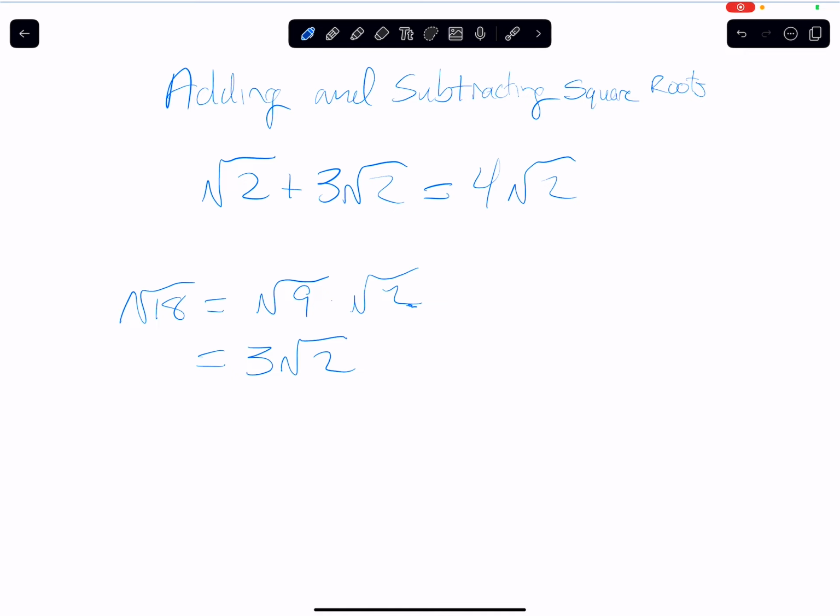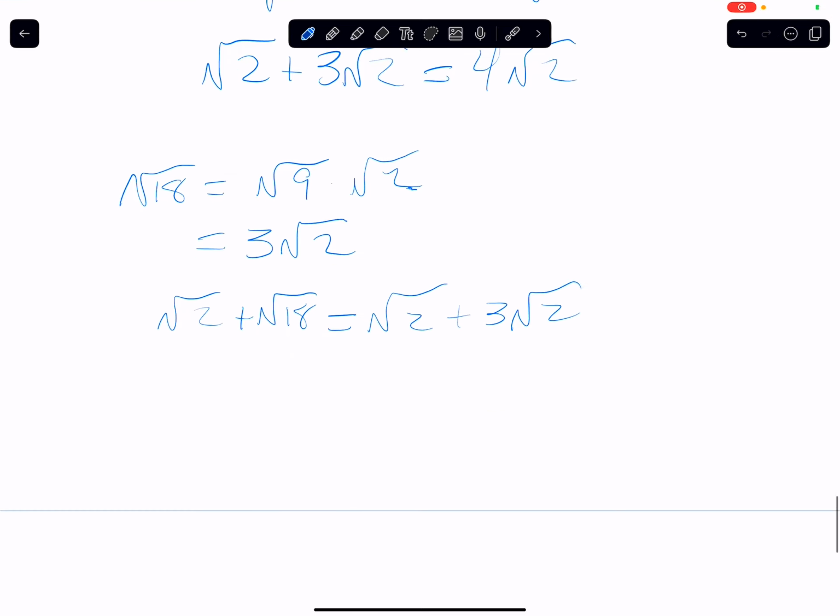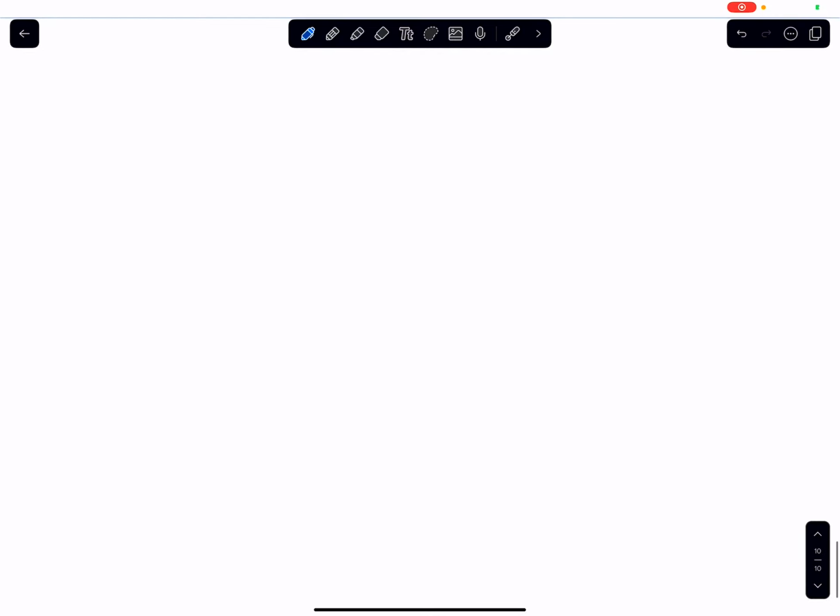So imagine we started at the beginning and we have the square root of 2 plus the square root of 18. Well, initially you would think, they don't have the same thing under the radical, so I can't do this problem. Well, what you can do is simplify that to the square root of 2 plus 3 times the square root of 2, because the square root of 18 can be simplified to 3 square root of 2. So let's consider another example where we're doing this more generally.